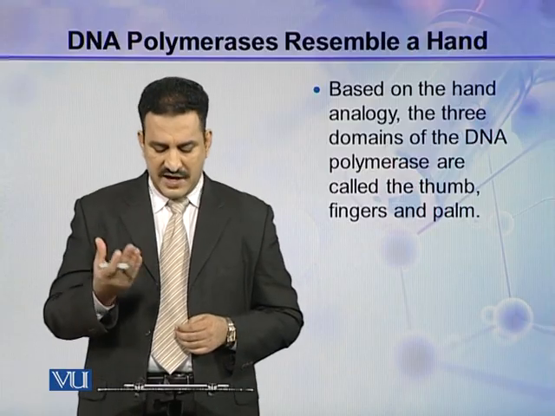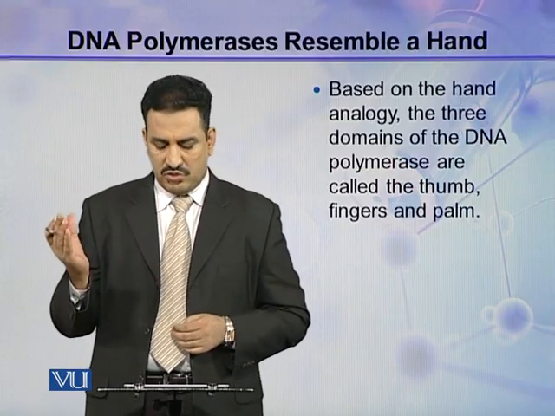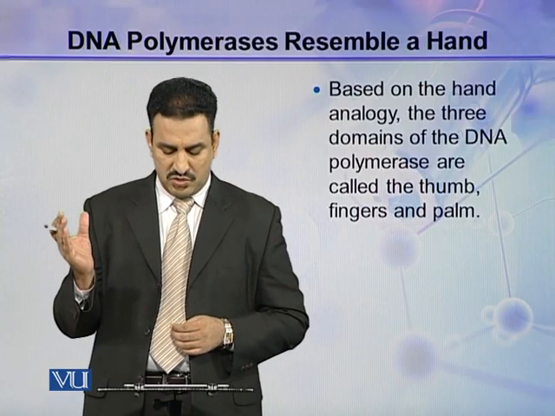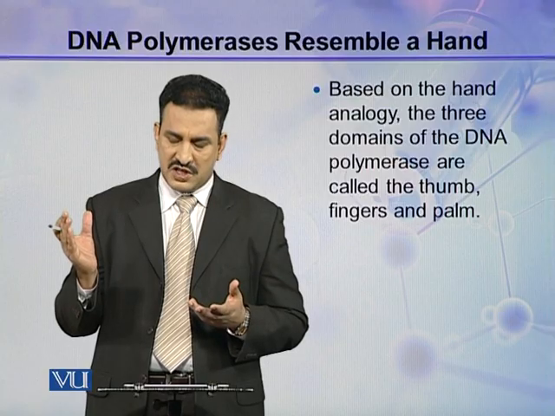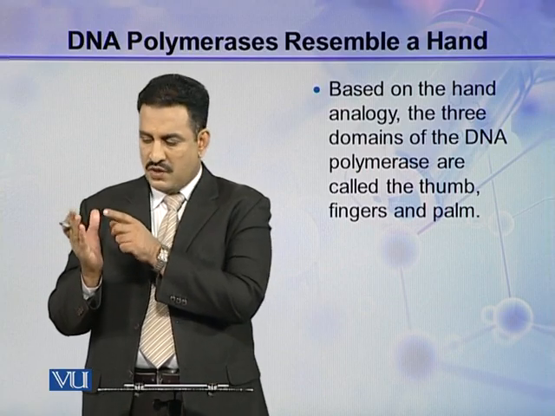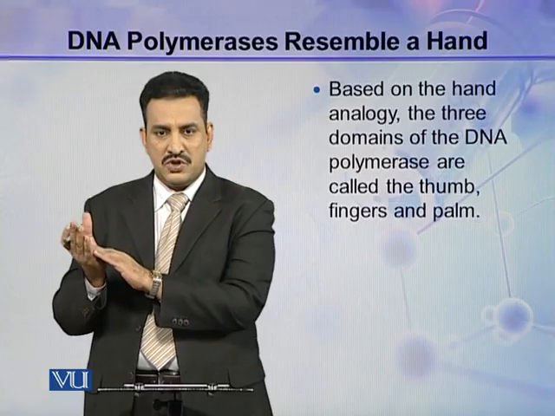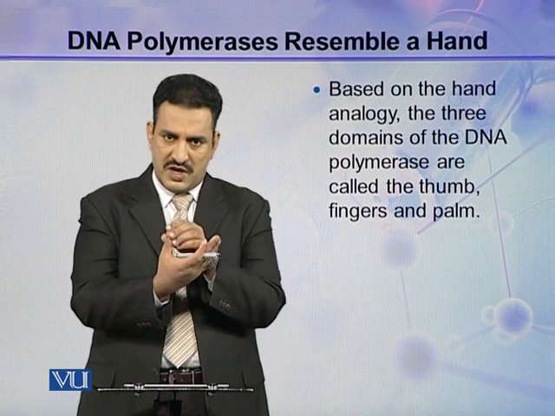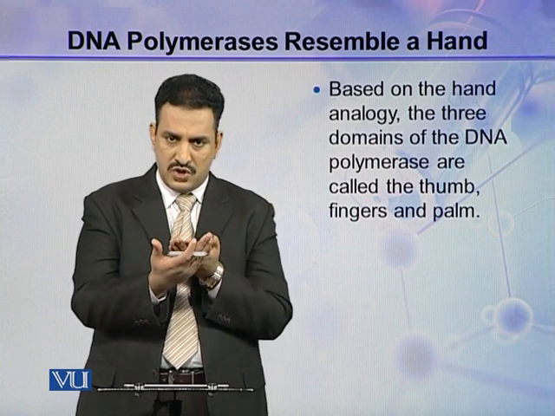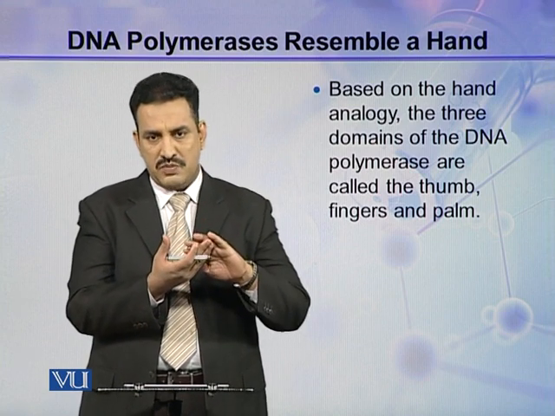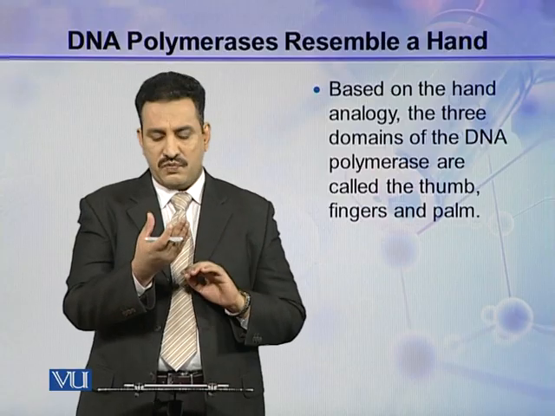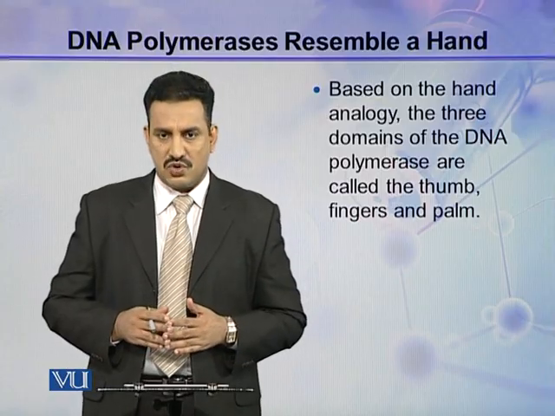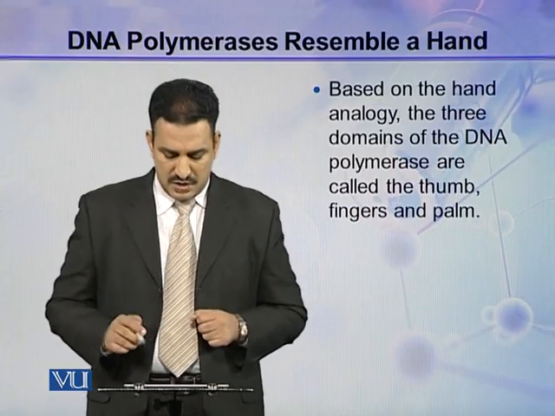Based on this hand analogy, three domains are present in the DNA polymerase, and we can call these three domains thumb, fingers, and palm. So in a DNA polymerase enzyme, these three domains are present. One is thumb, the other domain is palm, and the third domain is fingers. All these domains play an important role in the working of DNA polymerase.